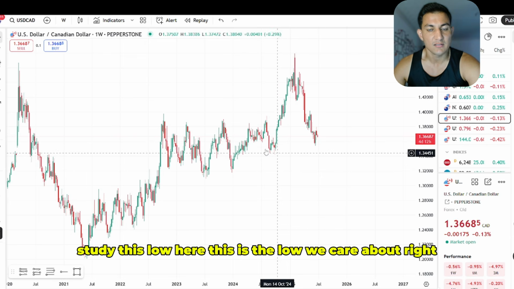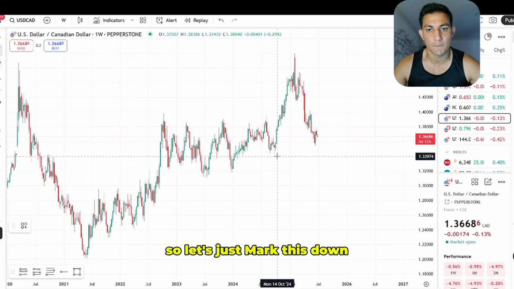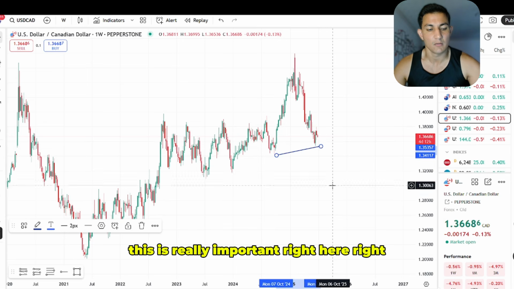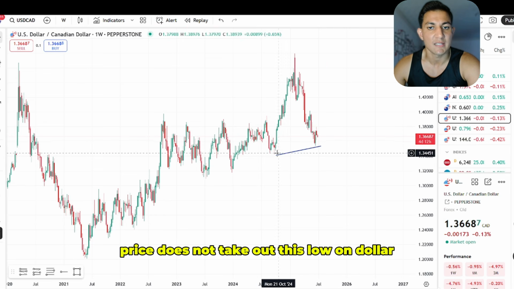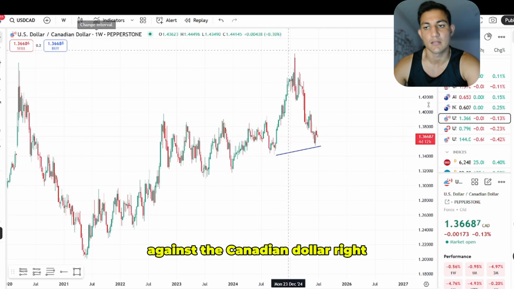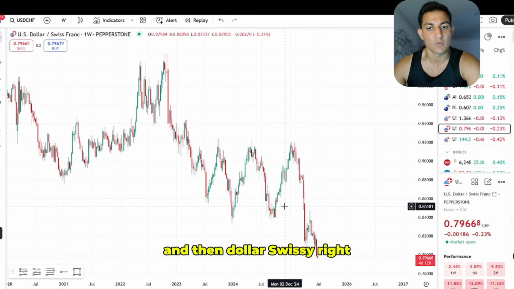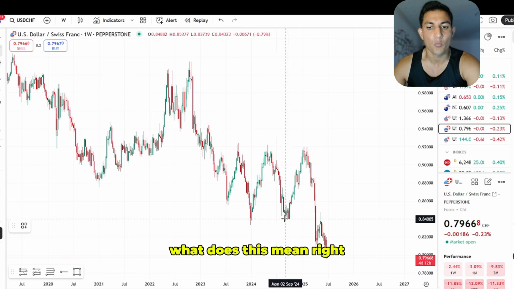Study this low here. This is the low we care about, right? So let's just mark this down. This is really important right here, right? So here we have price does not take out this low on dollar against the Canadian dollar, right? And then dollar Swissy, right? Look at this. Now, what does this mean?